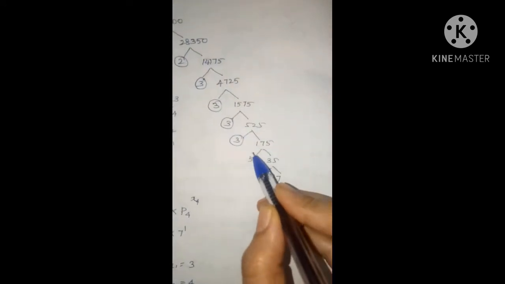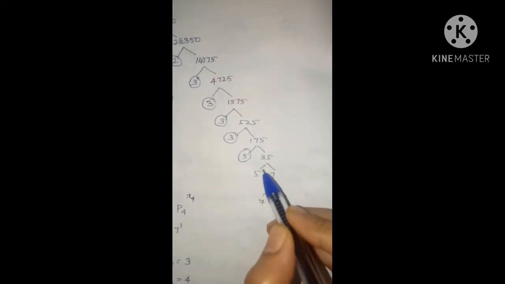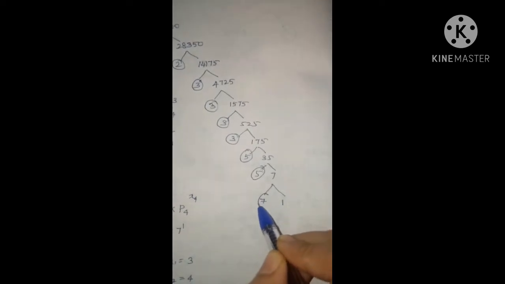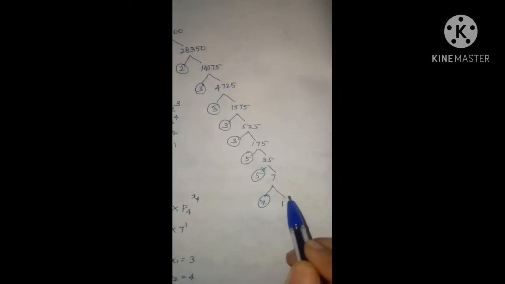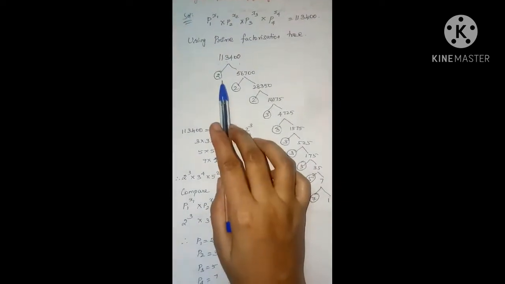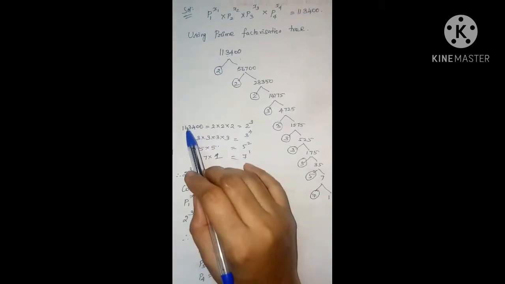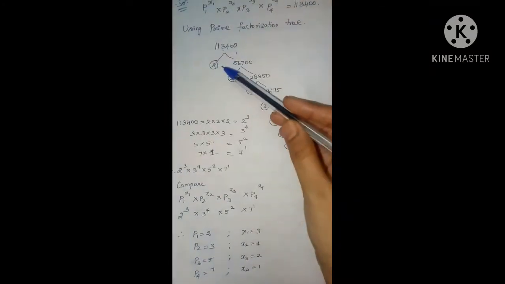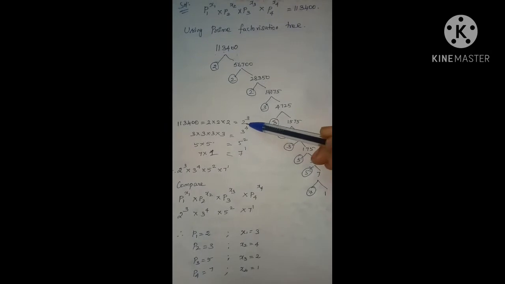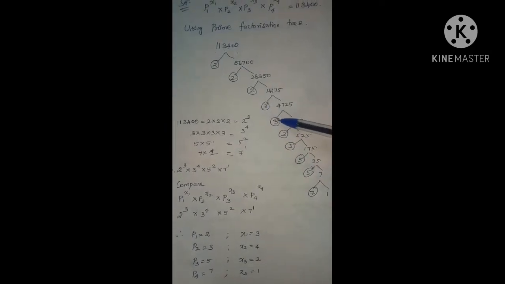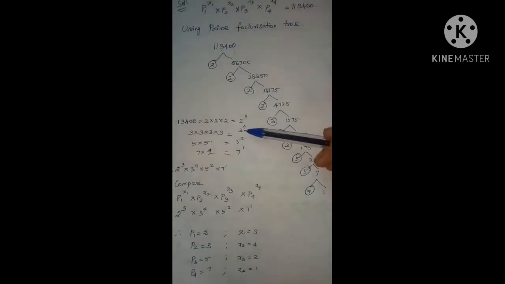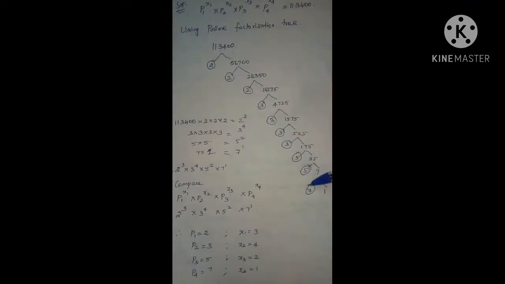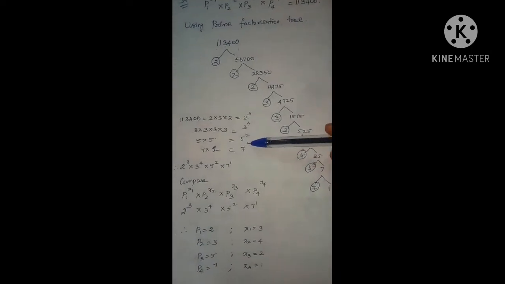It can be simplified as 5 into 35. Again we can simplify this 35 as 5 into 7. 7 can be simplified as 7 into 1. So write these factors. 113400 is equal to 2 into 2 into 2, that is nothing but 2 power 3. 3 into 3 into 3 into 3, that is nothing but 3 power 4. 5 into 5, nothing but 5 square. 7 into 1, nothing but 7 power 1.